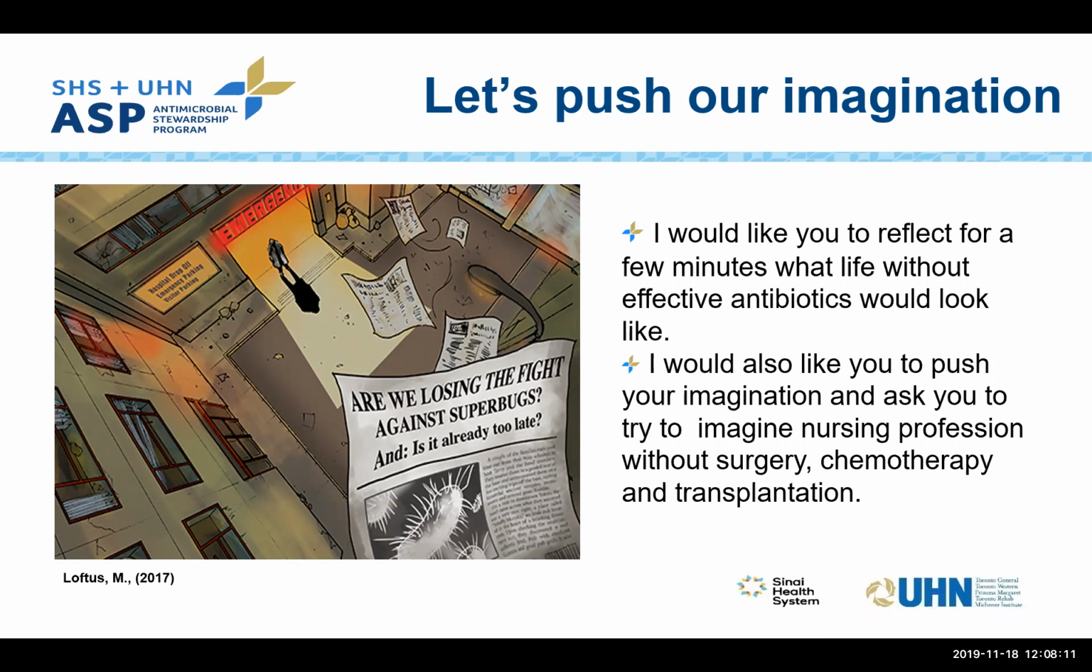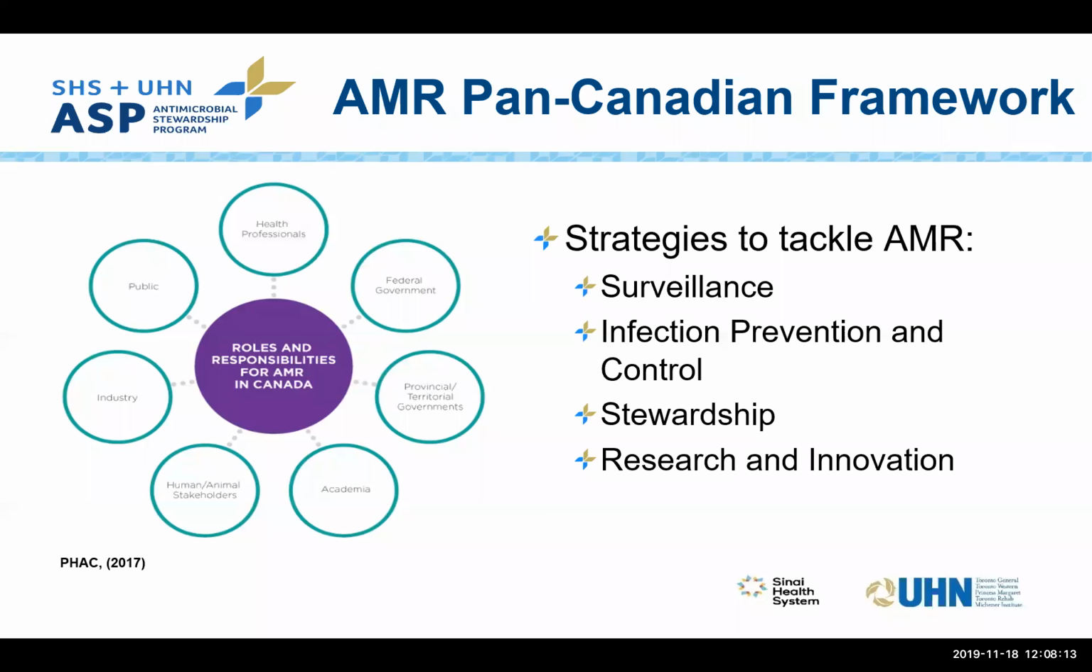Let's go to the next slide and talk a little bit about the work that Canada has done so far to tackle antimicrobial resistance. In 2017, the Public Health Agency of Canada released the Pan-Canadian Framework on AMR, recognizing that antimicrobial resistance is a huge public health issue and should not be overlooked. The framework highlights four pillars as strategies to tackle antimicrobial resistance in Canada, and those pillars are surveillance, infection prevention and control, stewardship, and research and innovation.